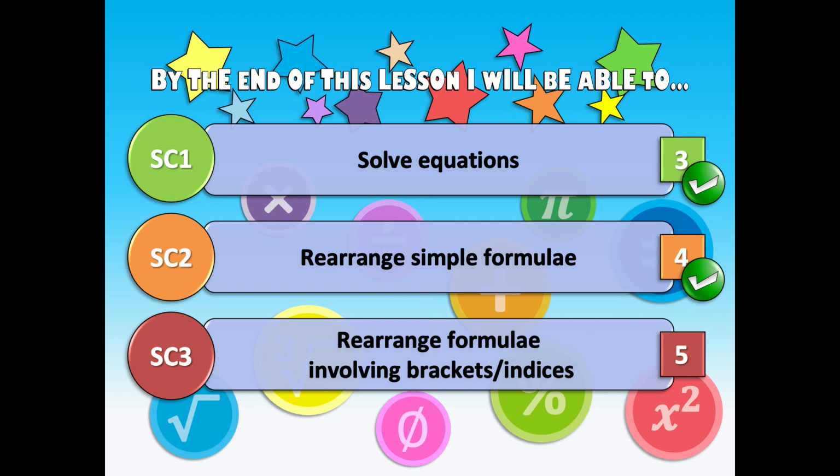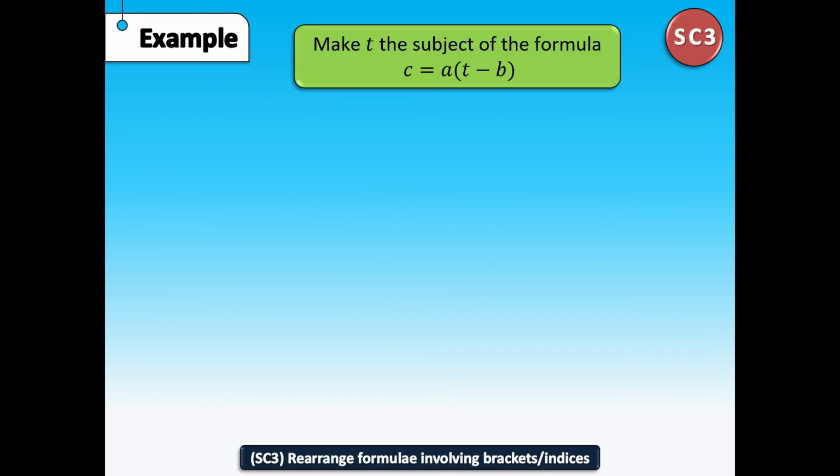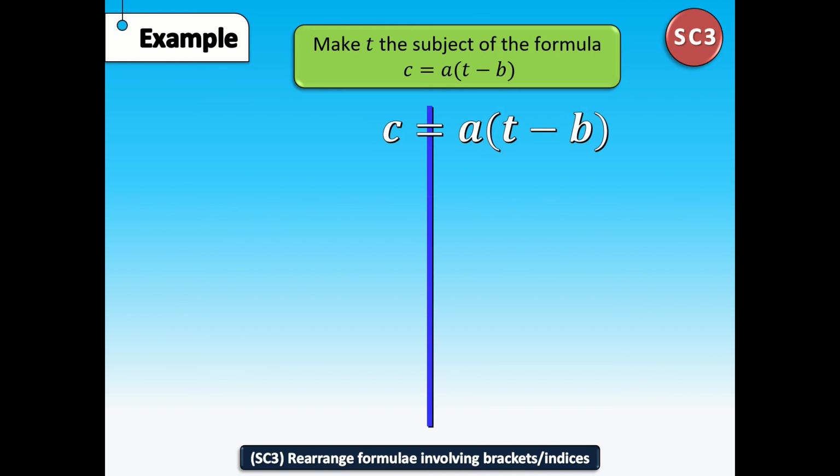So now we're going to move on to number 3, and this is to rearrange formulae involving brackets or indices. So here we want to make T the subject of the formula C equals A brackets T minus B. So the first thing we've got to do is expand the brackets. So we do A times T and A times minus B. So C equals AT minus AB.